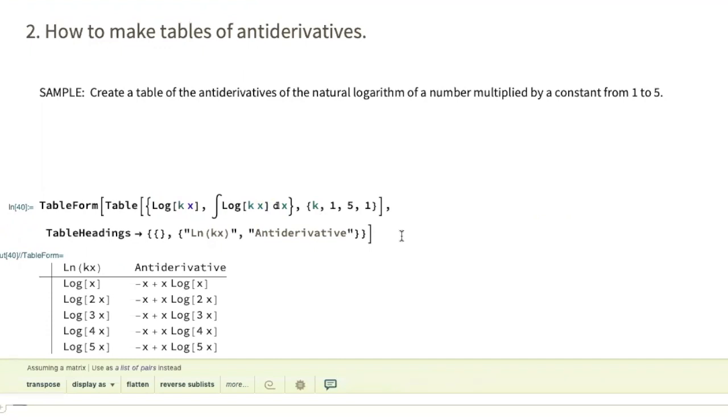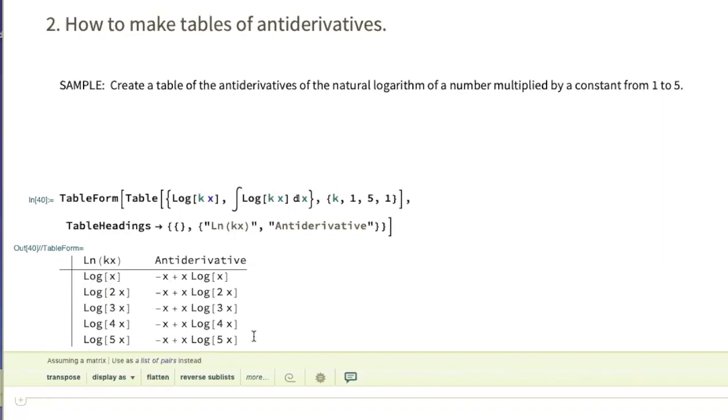And again, the notation here is a little bit less than pleasing because this capital Log, when Mathematica says log of x, it really means the natural log of x. And the antiderivative of that, you can see here. And the same for natural log of 2x, 3x, 4x, 5x. So that's a little bit about creating antiderivatives in a table.